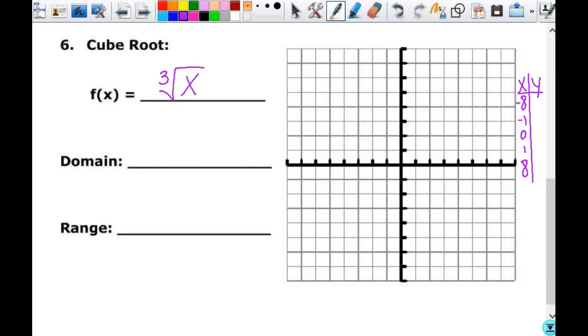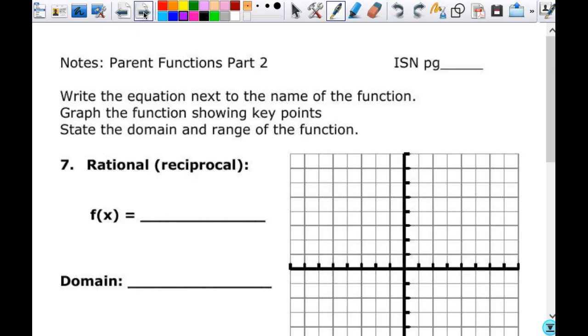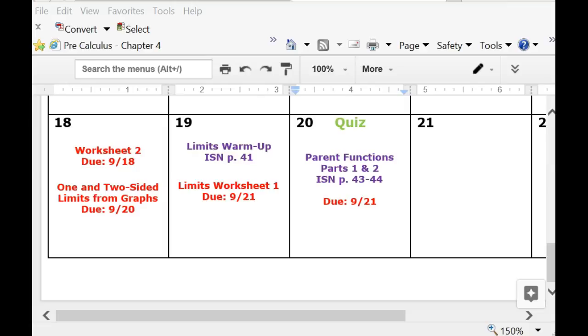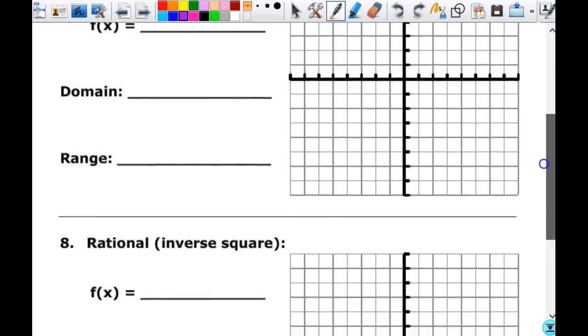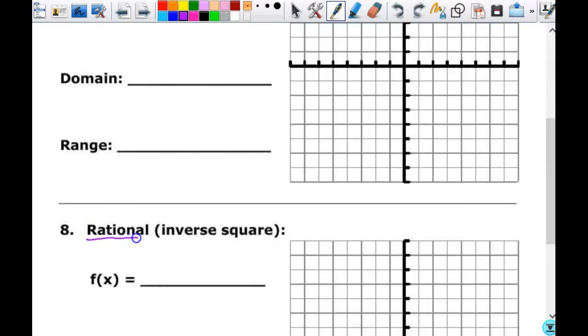All right, so this says part 2 up at the top, and it starts with number 7. Make sure I handed you the right things here. Alrighty. So on this one, we have rationals, and I know you did rational functions in algebra 2. Notice that there are 2. There's the rational that is the reciprocal. What page does this go on? 44. And there is the rational that is the inverse square.